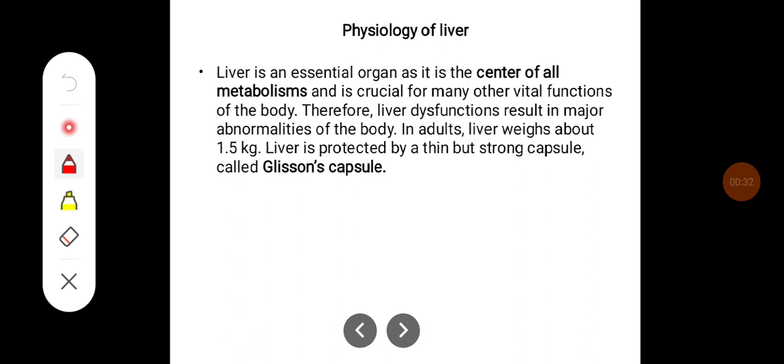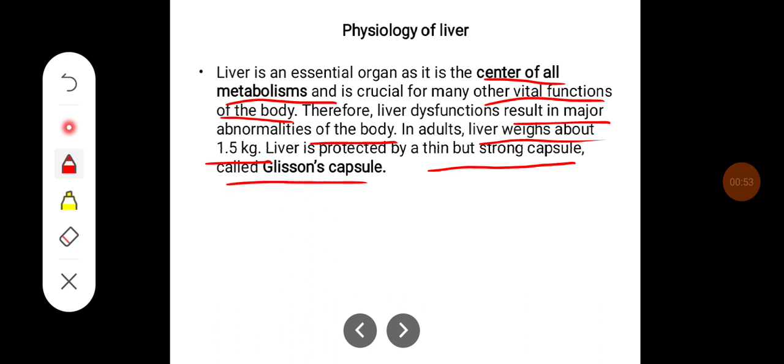Liver is an essential organ as it is the center of all metabolism and is crucial for many other vital functions of a body. Therefore, liver dysfunctions result in major abnormalities of the body. In adults, liver weighs about 1.5 kg. Liver is protected by a thin but strong capsule which is called as Glisson's capsule.